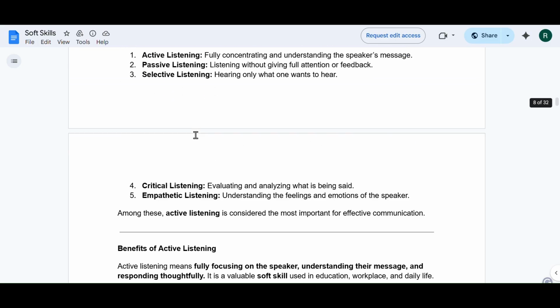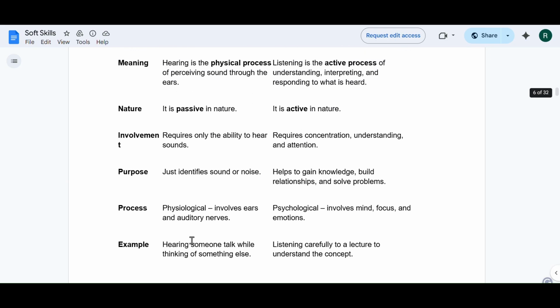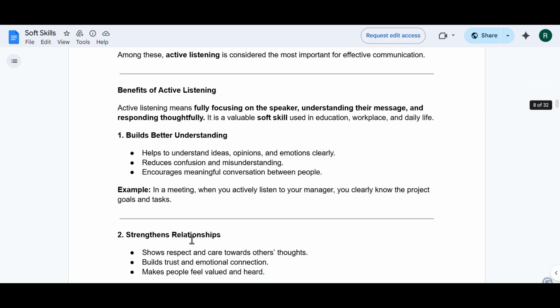And over here we have types of listening: active, passive, selective, critical, empathetic. All of these are important. You read them yourself; I'll put this specific documentation in the description. Okay, that's it for this question. These differences are very important. Apart from that, everything is okay.